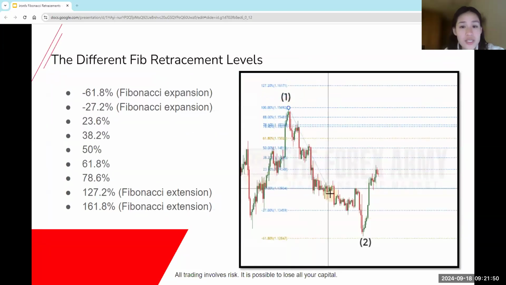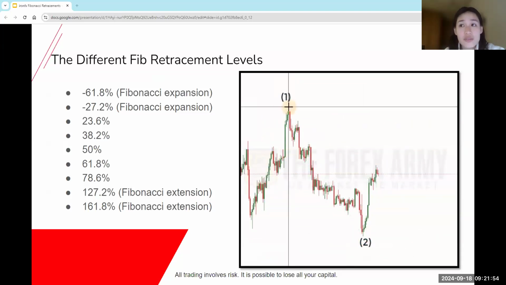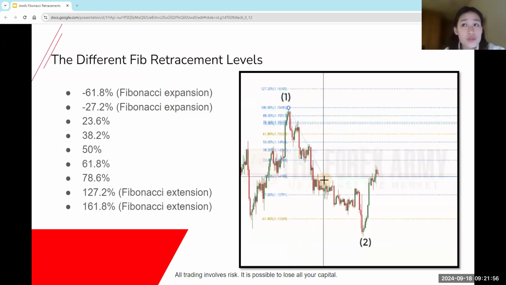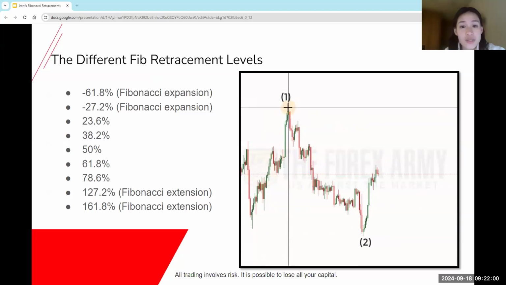Okay, so these are the Fibonacci numbers that we typically use. You can take a screenshot now if you want, but I'll also share a website with you on Fibonacci in case you want.